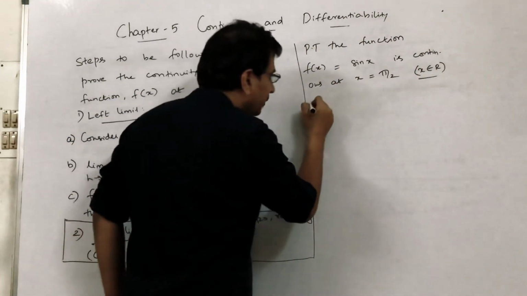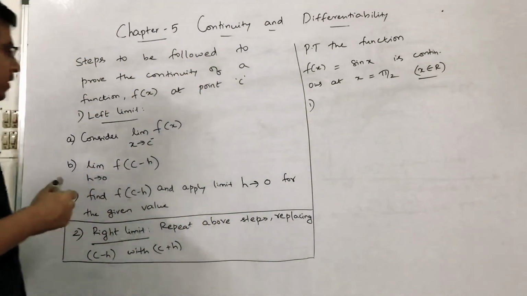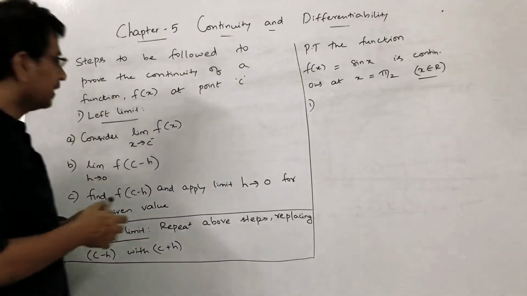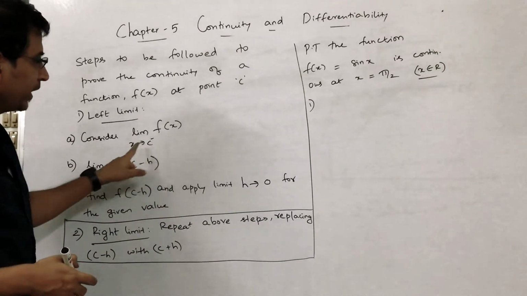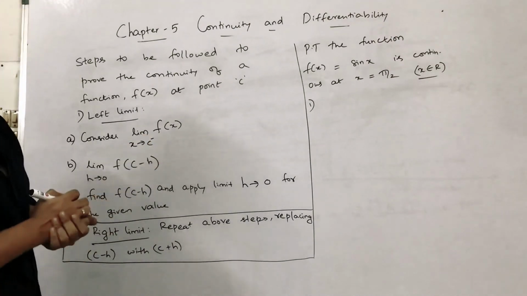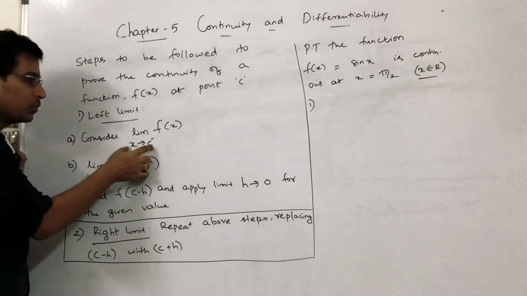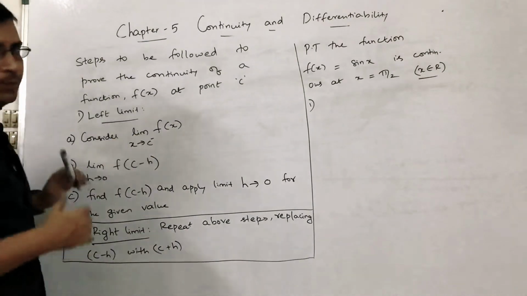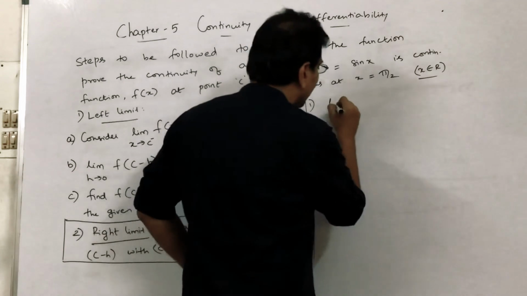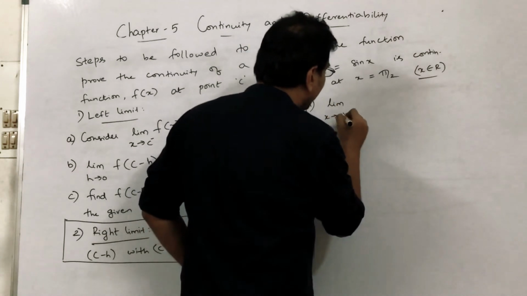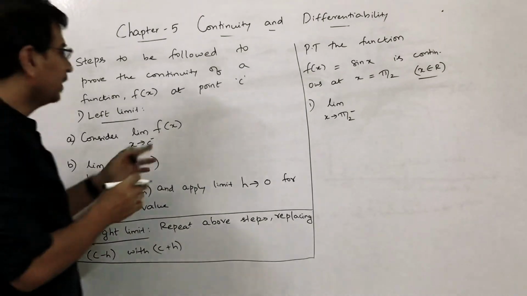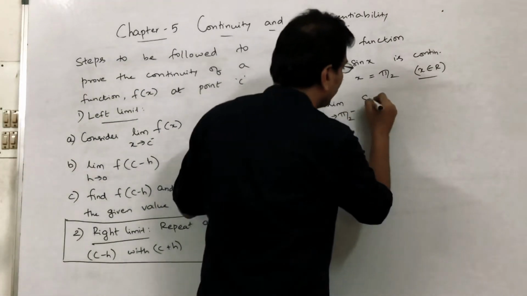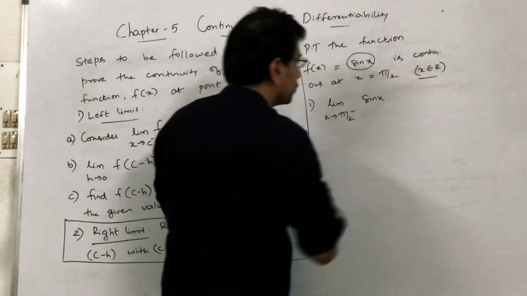Now, the first step that we need to follow is to find the left limit. So how do we find the left limit? Consider limit x tends to C minus. When you write x tends to C minus, the meaning of this is you are trying to approach the point C from the left hand side. So we write limit x tends to pi by 2 minus f of x, where f of x is equal to sin x. That's the given function here.